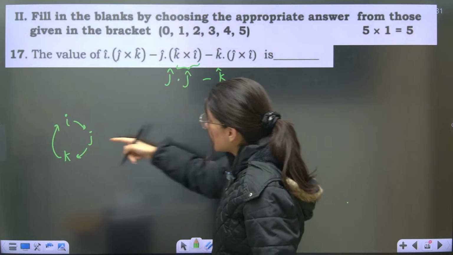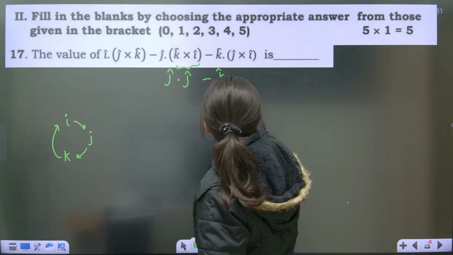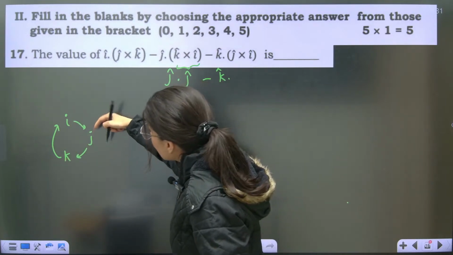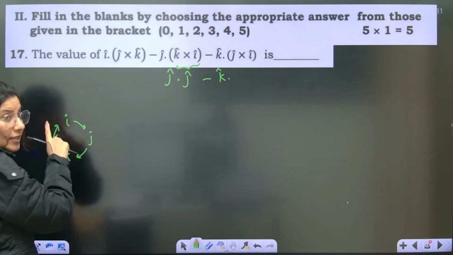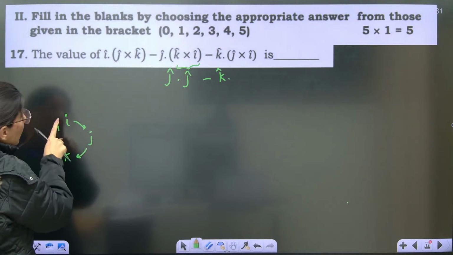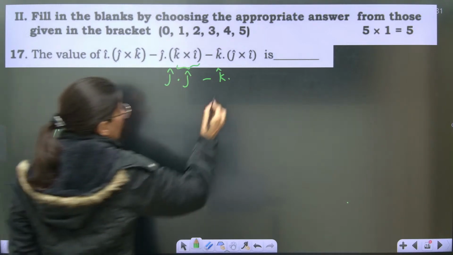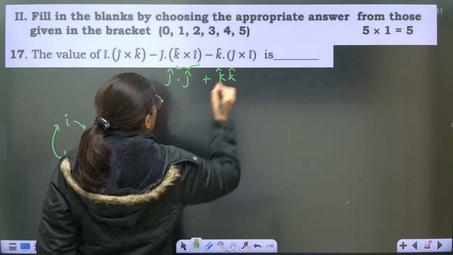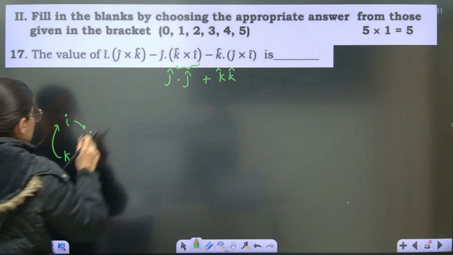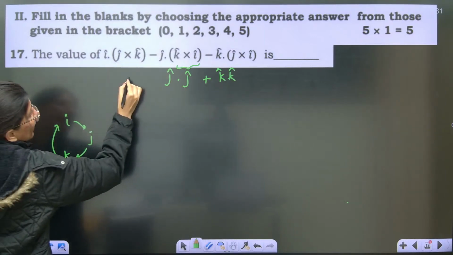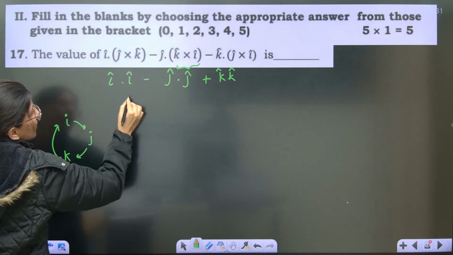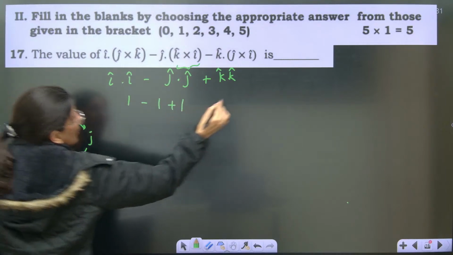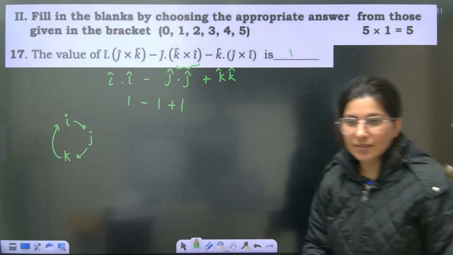Now J cross I. J cross I is not in cyclic order, right? So J cross I is minus K. That is why K dot K. What about this J cross K? J cross K is I. So this is I dot I, and minus. So this is 1 minus 1 plus 1. So 1 is absolutely correct.